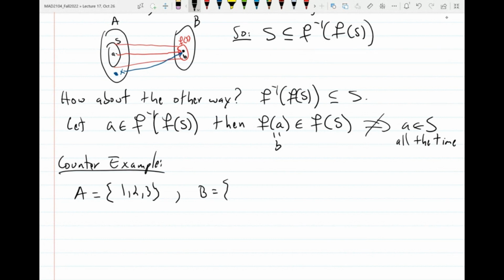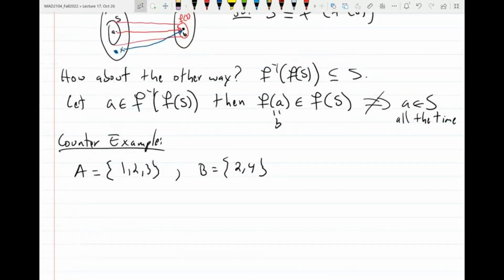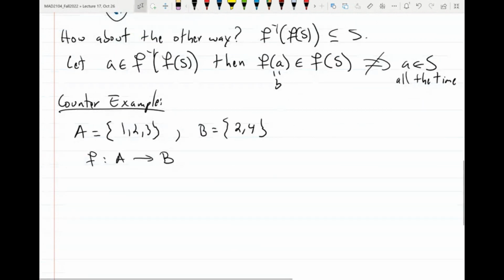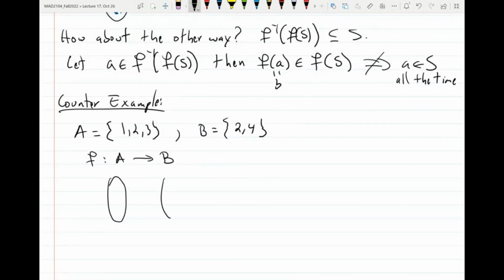Let's suppose that B is {2, 4}. And then, I'm just going to construct my function from A to B. If you want, we can do it picture-wise, or you can just specify the values however you want. So I'm going to do it so that A goes to 2, 1 goes to 2, 2 goes to 4, and 3 goes to 2. Okay.